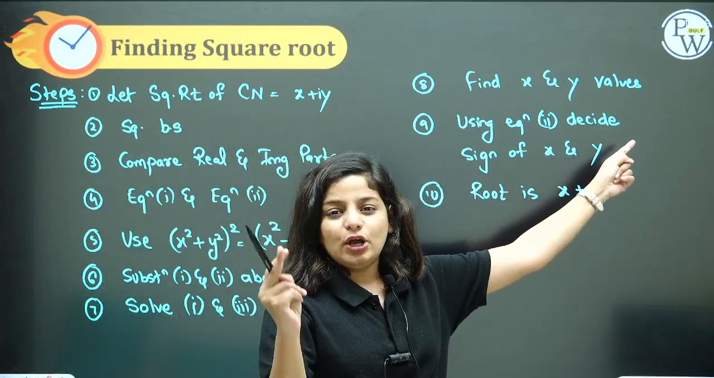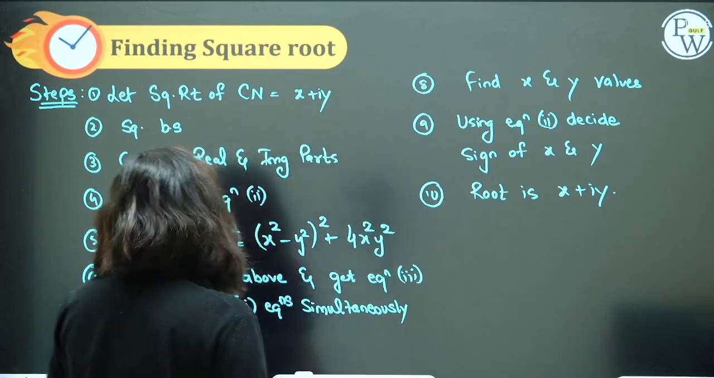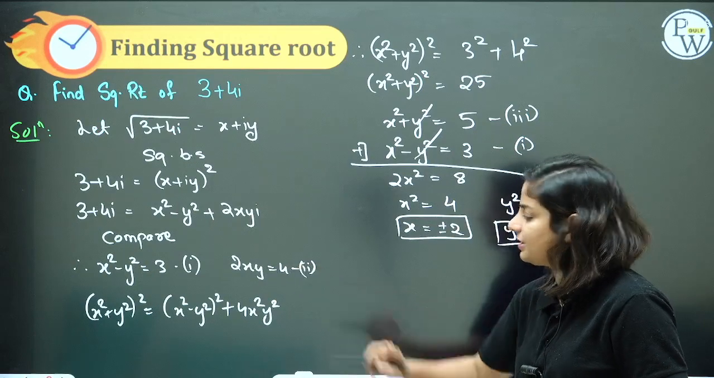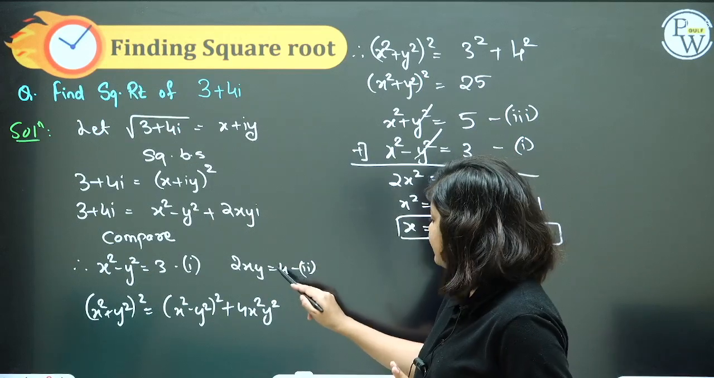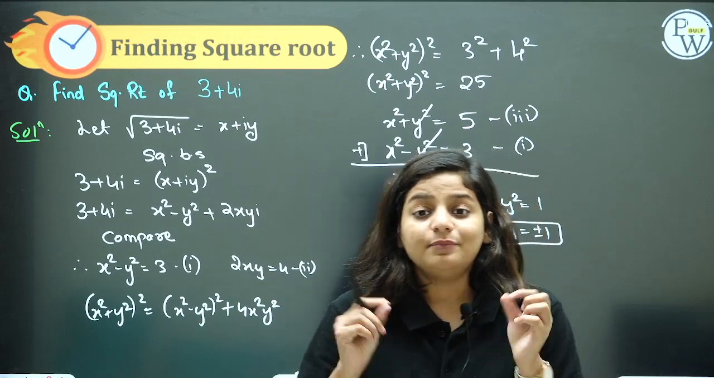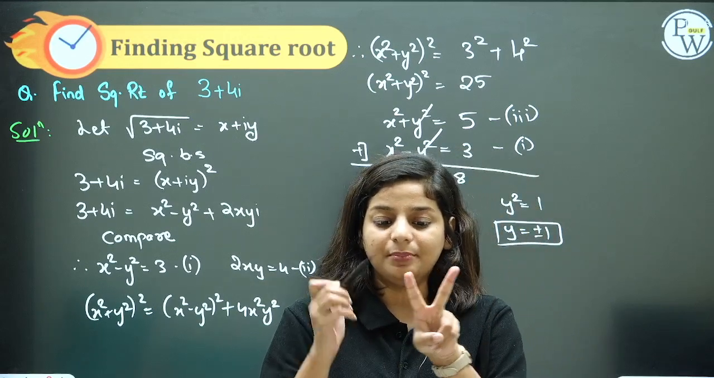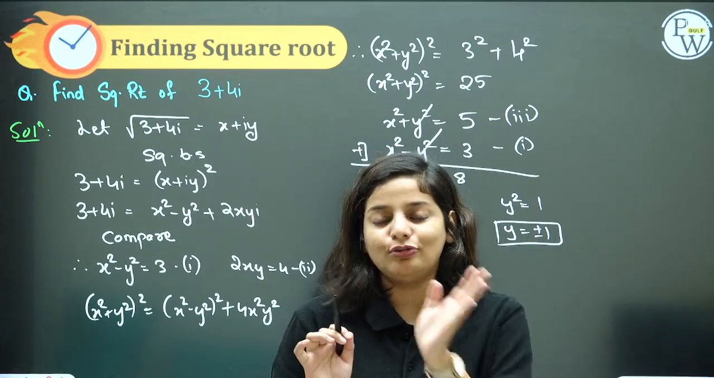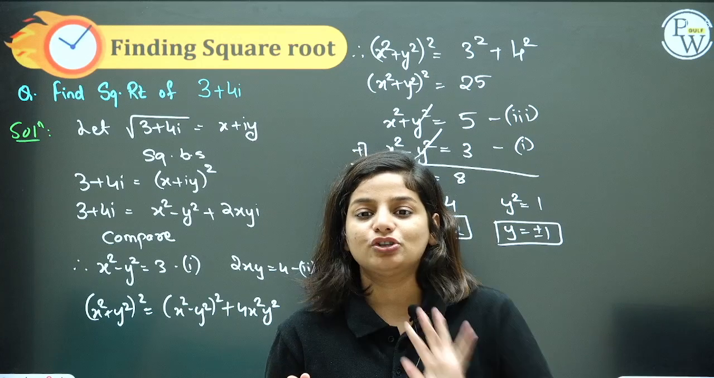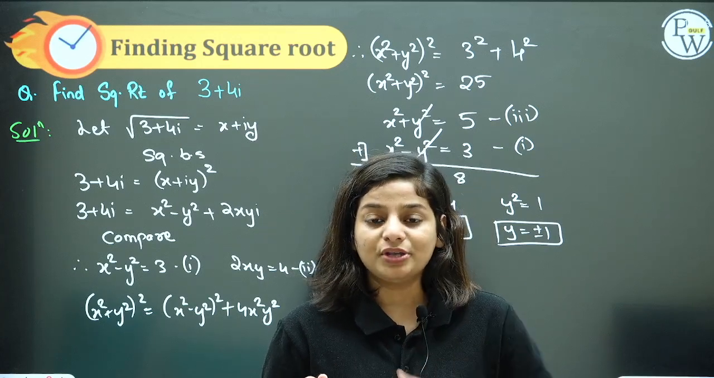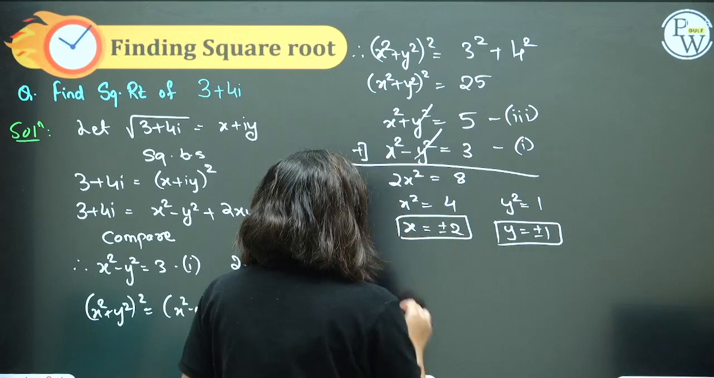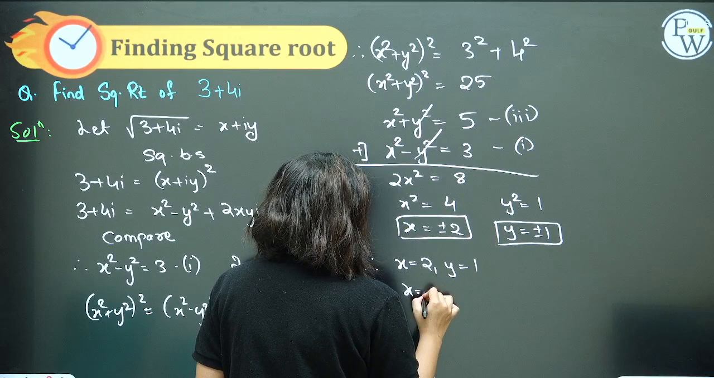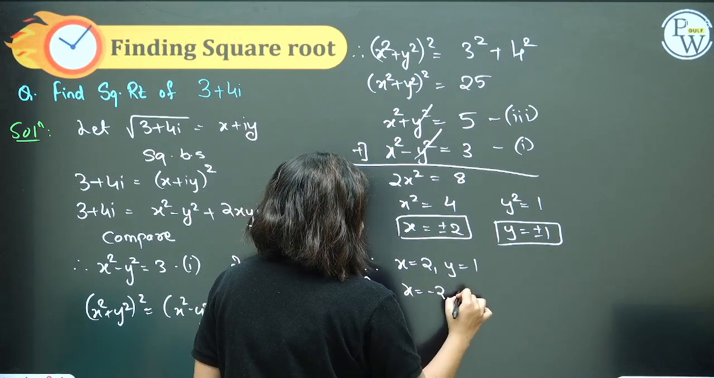Now equation 2 is going to play a very crucial role in deciding the sign of x and y. Look at equation 2. The product of x and y is a positive number. If the multiplication is positive, that means both the numbers are positive or both the numbers are negative. Do you understand? 2 into 2 is 4, or minus 2 into minus 2 is 4. So both are positive or both are negative. Confirmed? Therefore, x equal to 2, y equal to 1, or x equal to minus 2, y equal to minus 1.